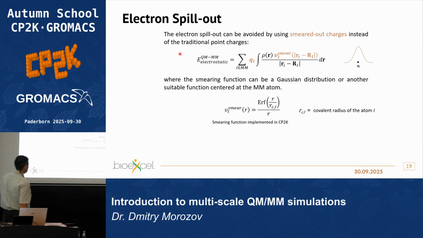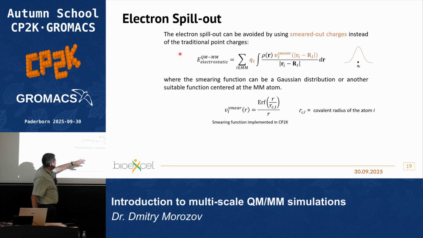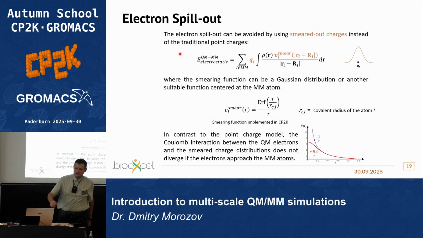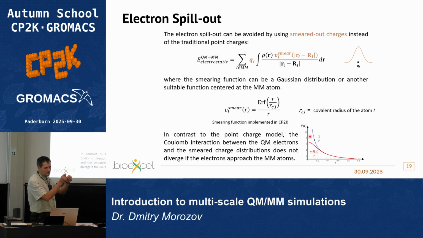This is usually how smearing is done. They use so-called error functions, which are just the integral of the Gaussian. You use this as a smearing function in CP2K. So if you have a point charge, which is the blue curve here, the blue curve is the interaction with a point charge. It goes to infinity when the distance between your electron density point and this point charge becomes too small. But the good point about this kind of smearing scheme is that it is finite, so it will never go to infinity.